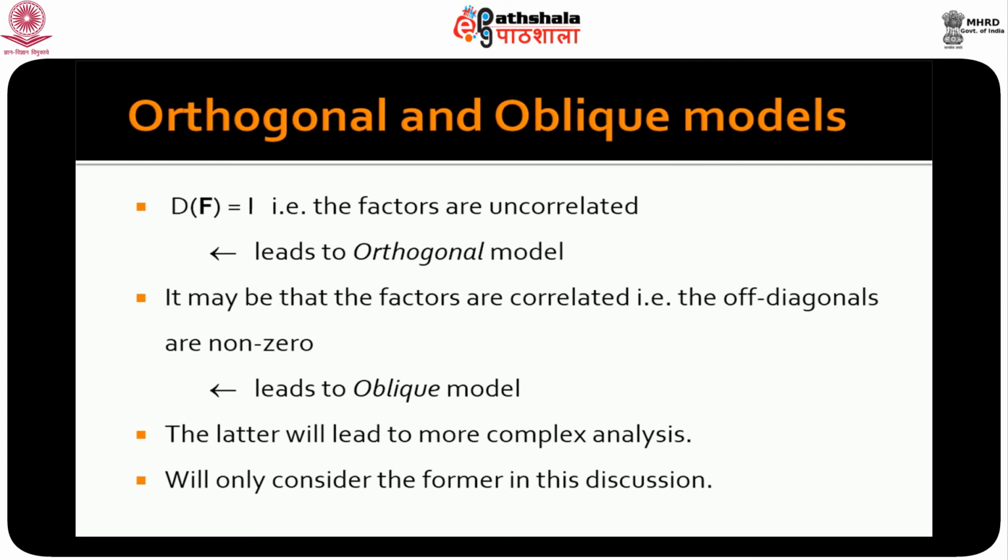This is generally referred to as an orthogonal model. There can be models where the dispersion of f is not a diagonal matrix. There can be off-diagonal elements and we can have an oblique factor model, but we will not be considering oblique factor models here because that would bring in a complexity which we are not at this stage able to handle. So, we will just be looking at orthogonal models.